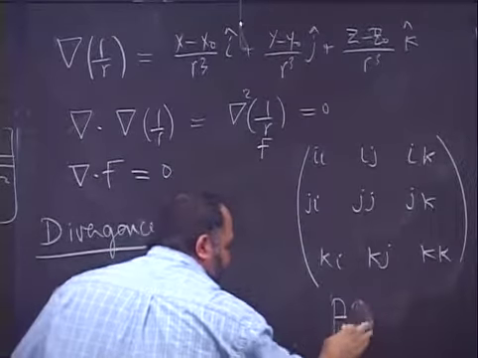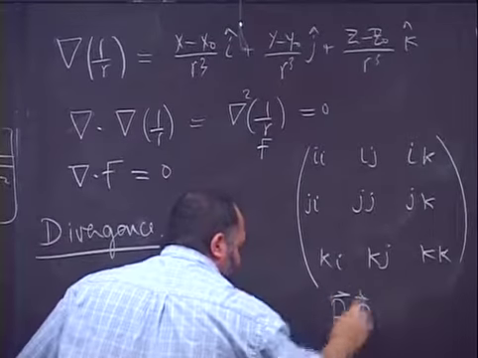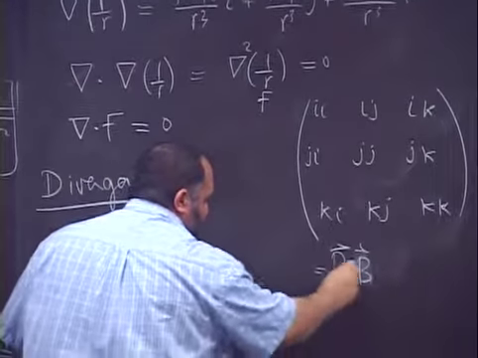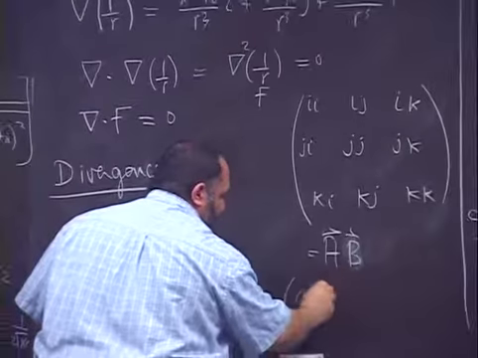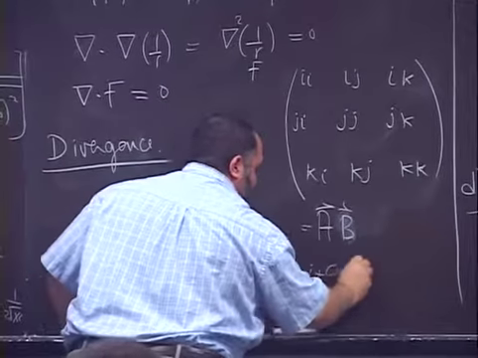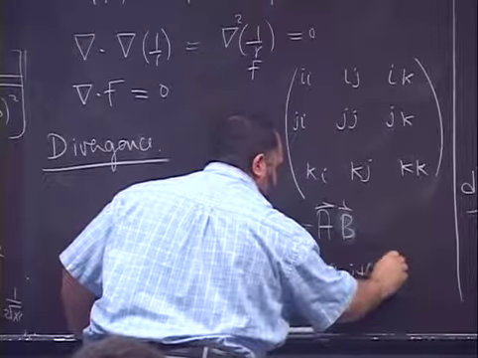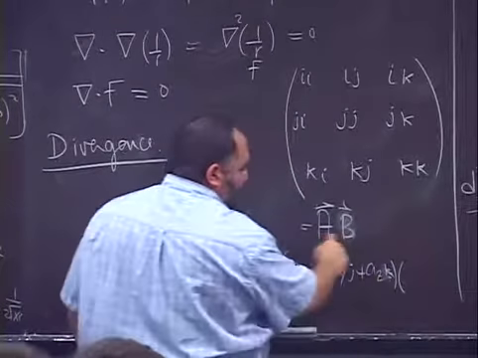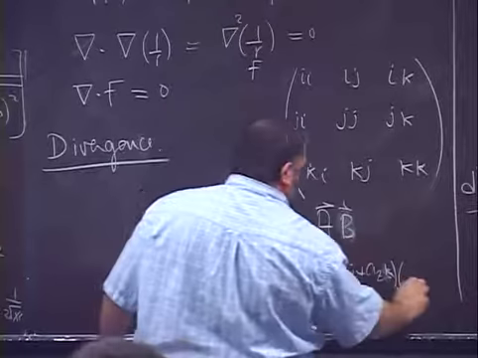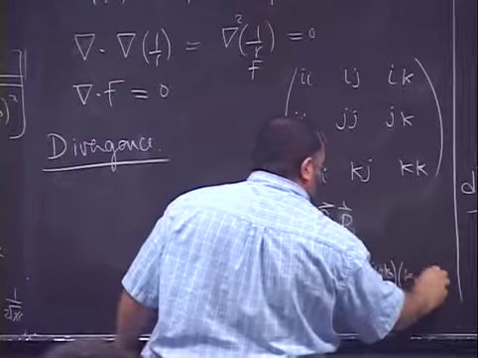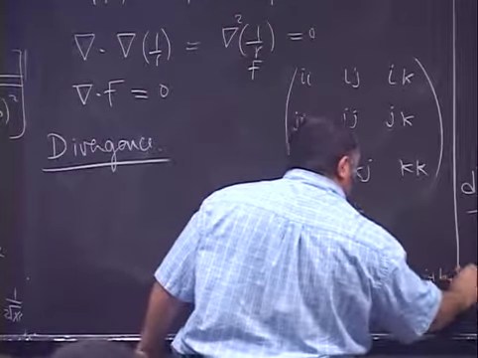Ax. Let's assume that this is b. Like a vector like this. So this will be ax in the i plus ay in the j plus az in the k. And then there's no dot product or anything, just a vector like this. Bx in the i plus by in j plus bz in the k.